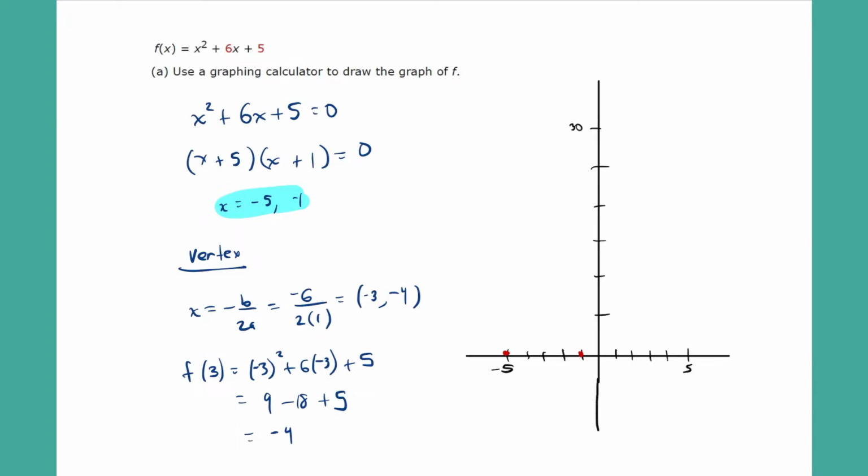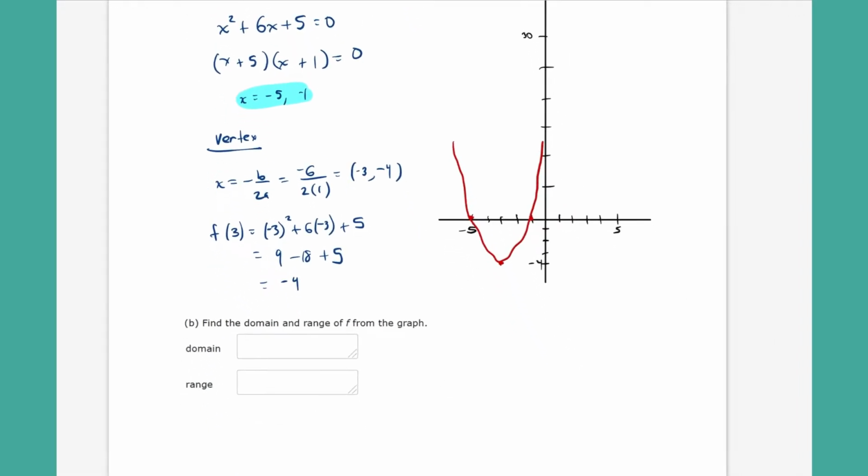So now we're going to go down, and that's going to be 1, 2, 3, 4. And so now this makes a lot more sense. Negative 3, 1, 2, 3, negative 4 would be about right there somewhere. And there is our parabola.